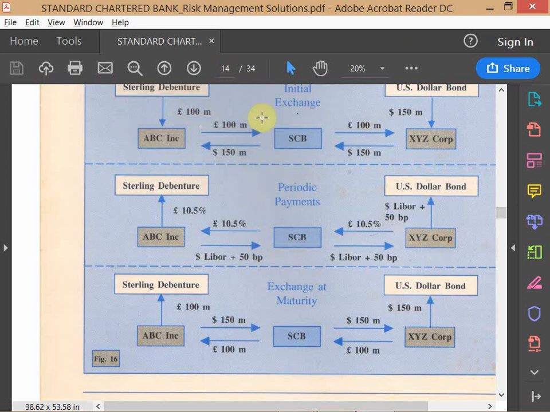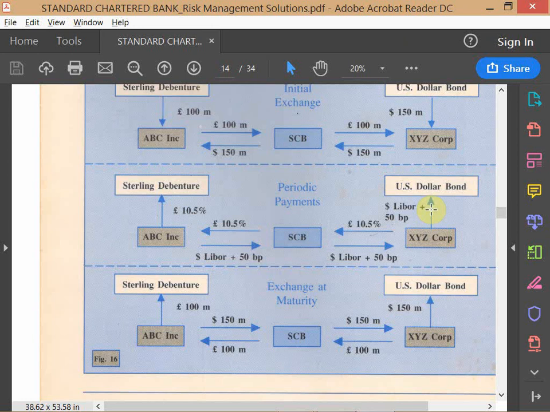Forget about the left hand side of this panel. What are they paying here? Sir, LIBOR rate plus 50%. So here it doesn't mention what length. Let's assume it's 3-month LIBOR. Okay. So they're paying 3-month LIBOR plus 50 basis points on a debt issue.